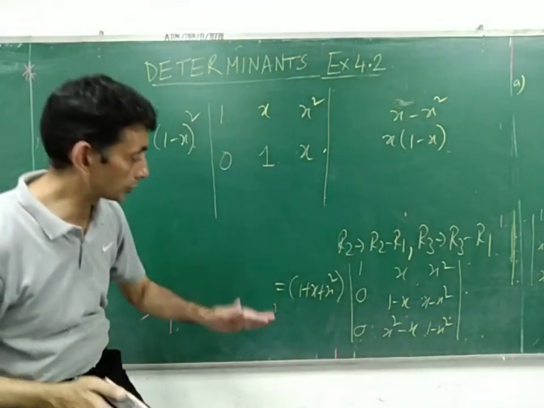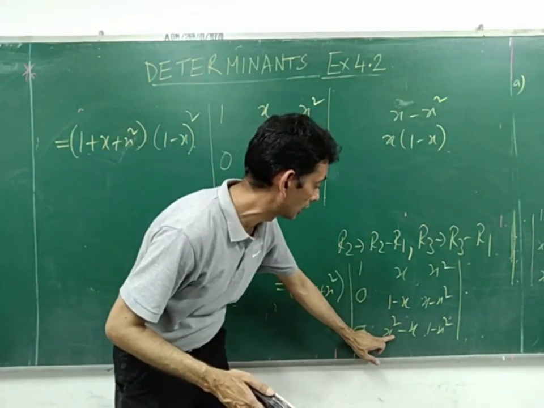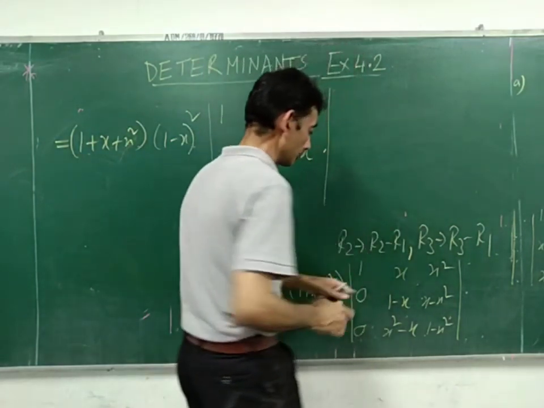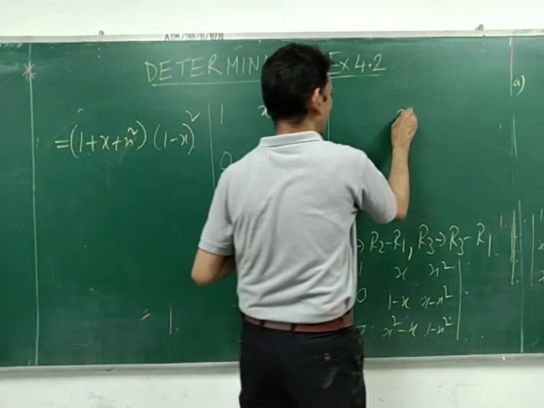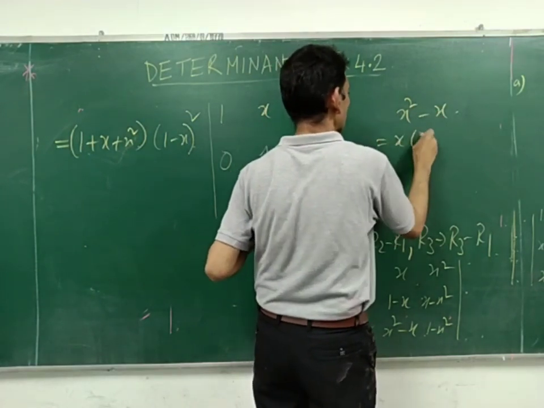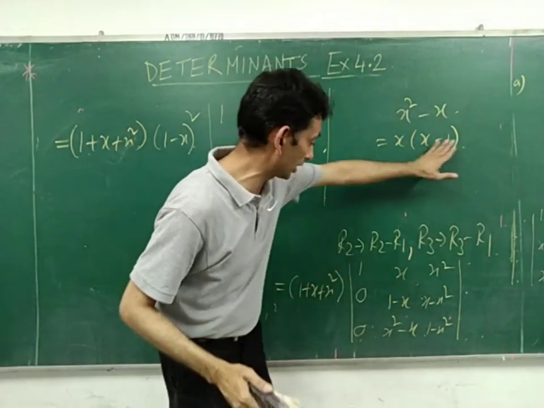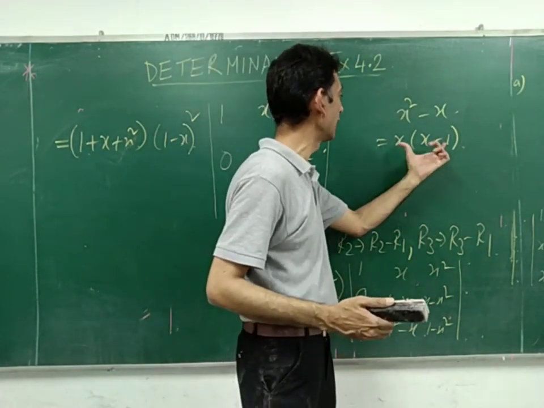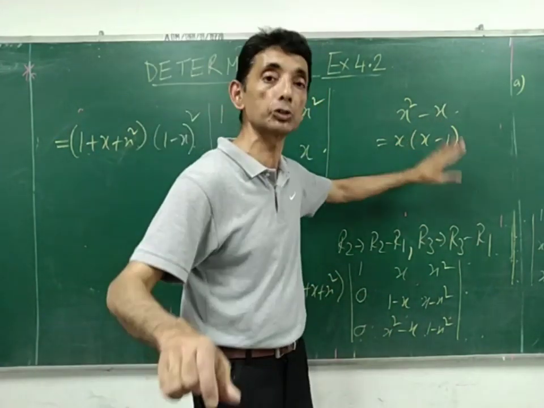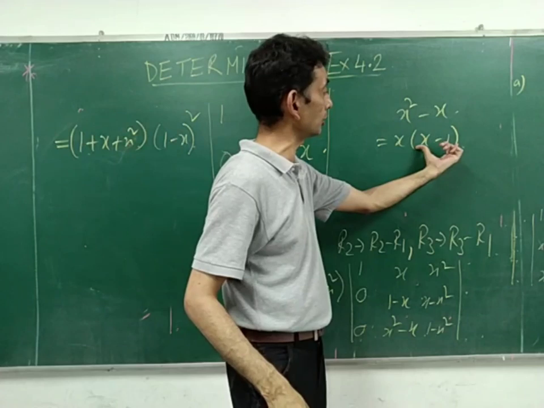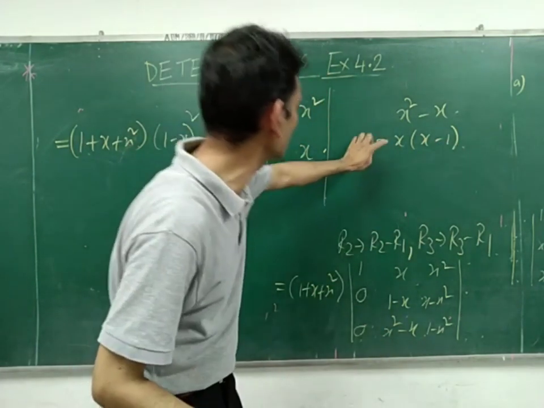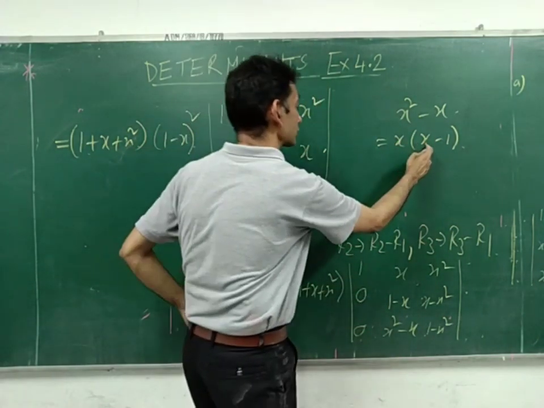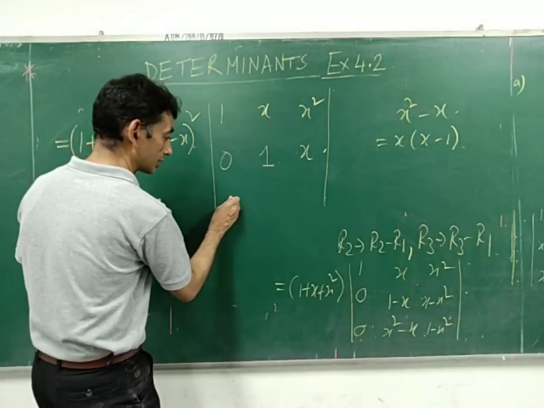So come to the third row. The first element is 0, the second element is x squared minus x. I'll show you from this term how you can take 1 minus x common. So x squared minus x, you can take x common, so it will be x into x minus 1. Since x minus 1 is a factor, obviously 1 minus x is also a factor. So if you take 1 minus x common from there, x will be multiplied by minus 1. That means if you take 1 minus x common from here, it will be minus x. So remember this, it will be minus x.